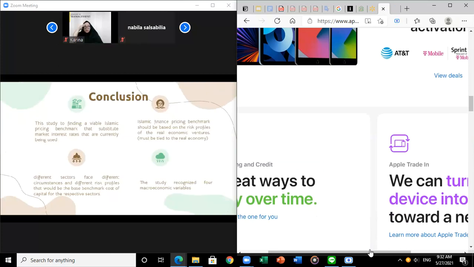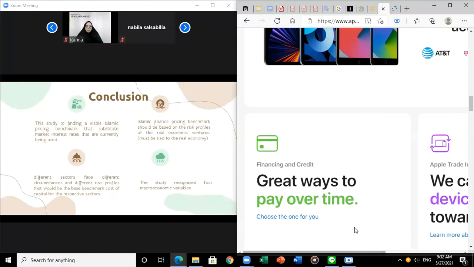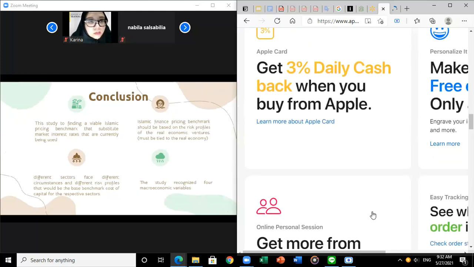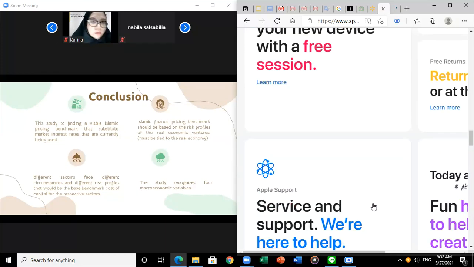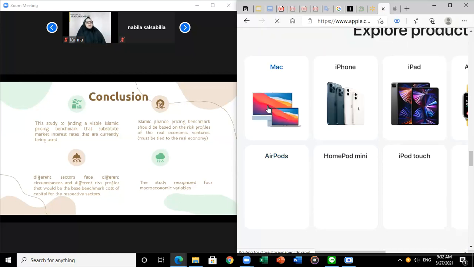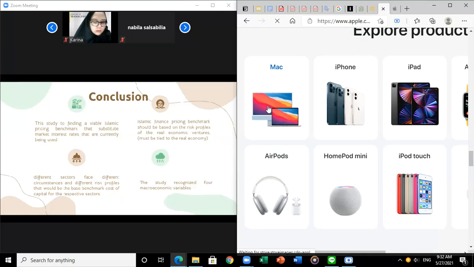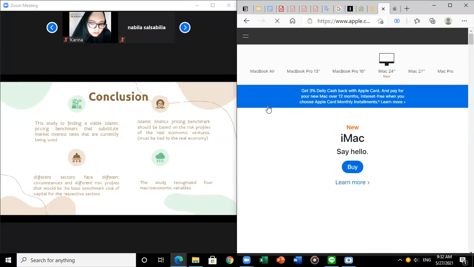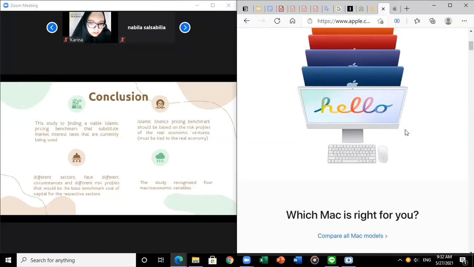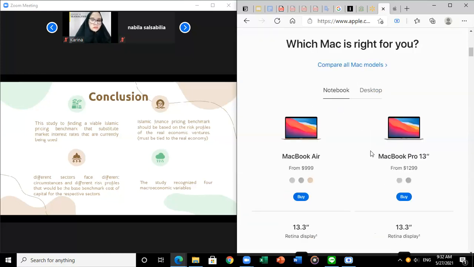Thank you, Nabila. I think this is the end of the presentation, but we have some points in this journal. The study is to find a viable Islamic pricing benchmark, the purpose being to substitute the market interest rate that is currently being used. The next point: the Islamic finance pricing benchmark must be based on the risk profile of the real economic venture, or must be tied to the economy, like I said before.